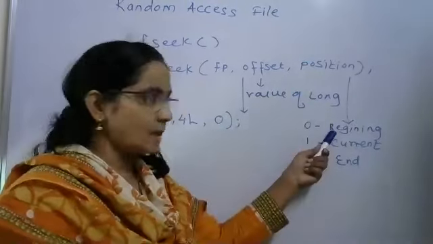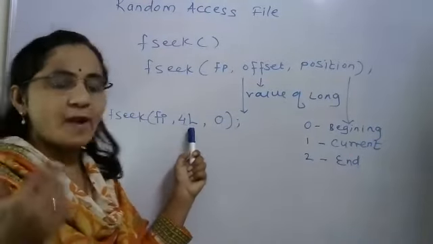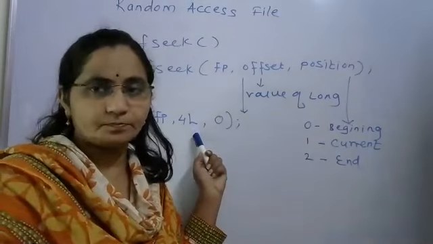This means from the beginning this file pointer fp will move 4 bytes in a forward direction.